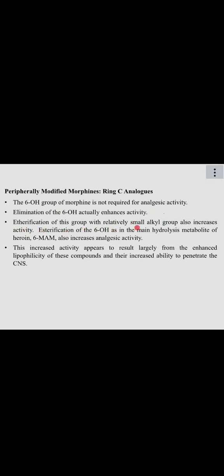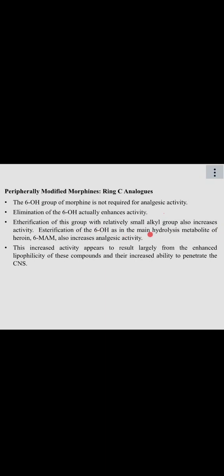Esterification of this group with relatively small alkyl groups also increases activity. Esterification means, as we have said, when you esterify it, you do not require to hydrolyze it. It can work even when it's esterified. That is why esterification of the 6-hydroxyl group will increase activity slightly compared to esterification of the 3-hydroxyl group. Remember, for the 3-hydroxyl group, you require the free hydroxyl group, whereas we have said you do not require the 6-hydroxyl group. So when you esterify the alcoholic 6-hydroxyl group, you increase lipid solubility, and therefore the molecule will be able to bring better activity. Small alkyl groups also increase activity.